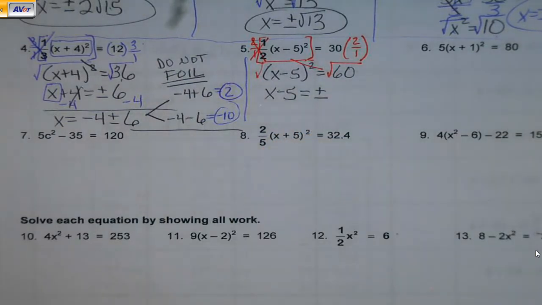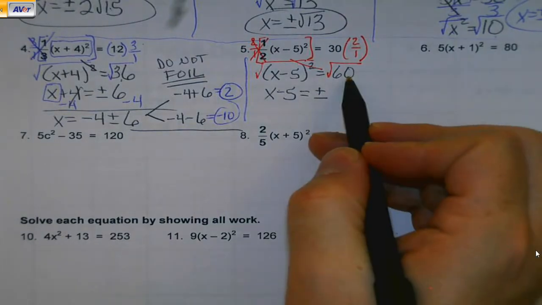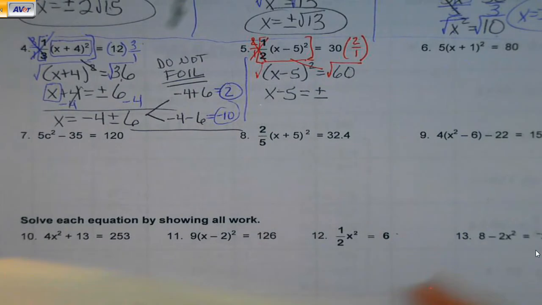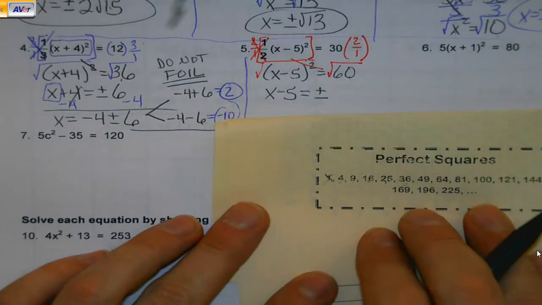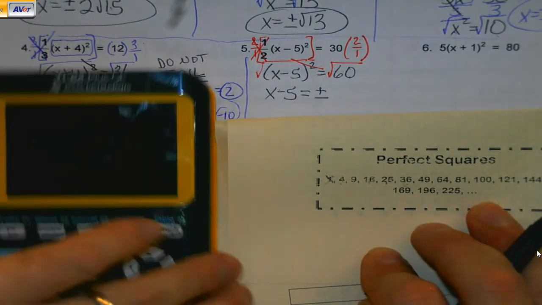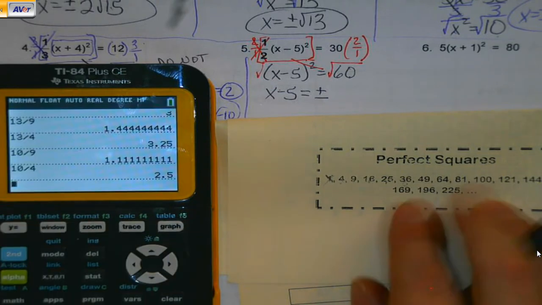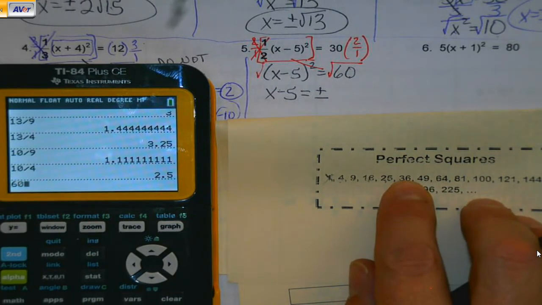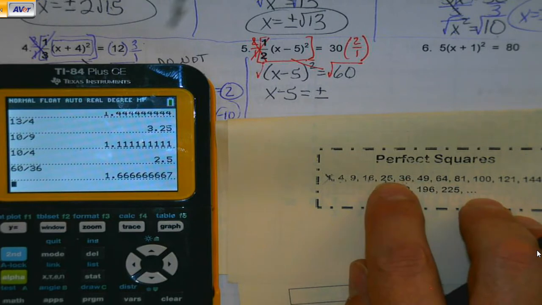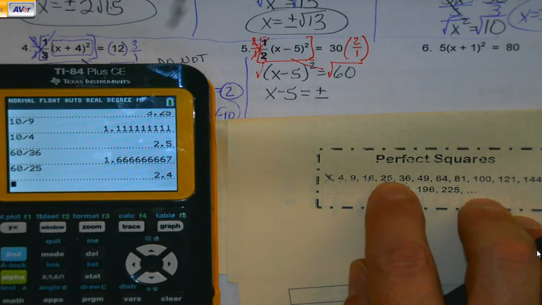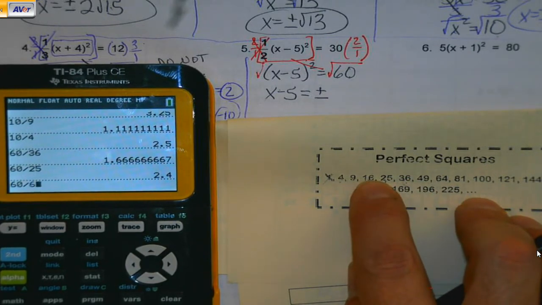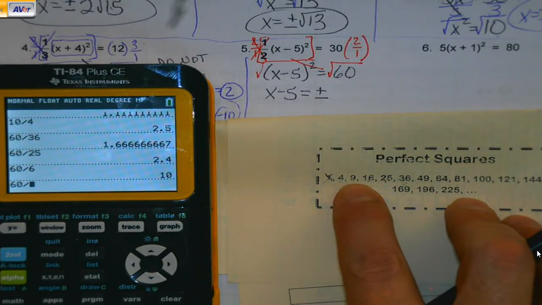Now here's where I got to do a little bit of thinking. Square root of 60. Come back to my perfect squares, and I'm going to start trying to divide some things into 60 here. Now, there's a chance that there may not be anything that goes into 60. I'm not 100% sure. I'm hoping something's going to go in here.